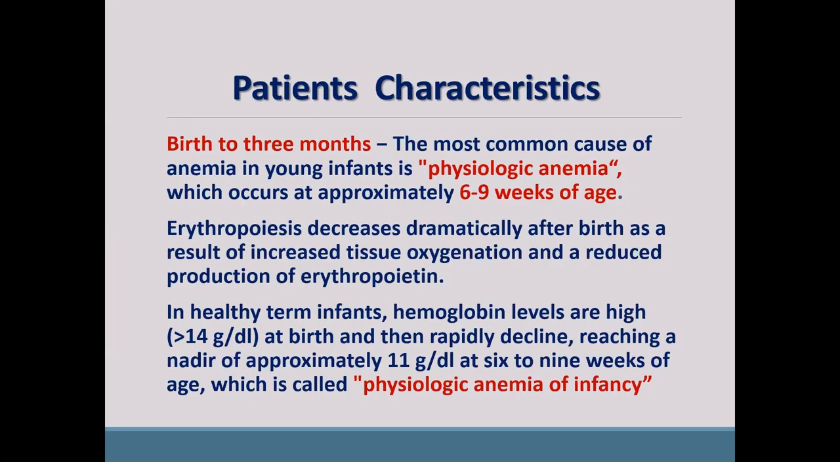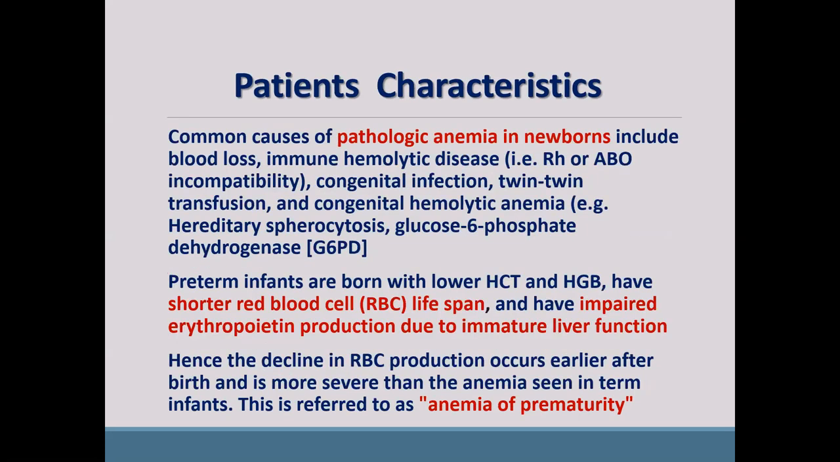In a healthy term infant, the hemoglobin level, as I said, is high, more than 14 gram. It's around 20 gram per dL. It rapidly declines, reaching a nadir of approximately 11 gram per dL at 6 to 9 weeks of age. This is called physiologic anemia of infancy.